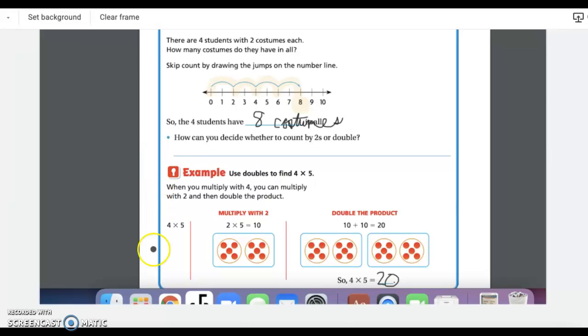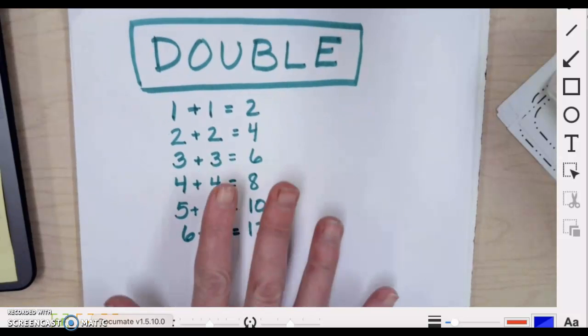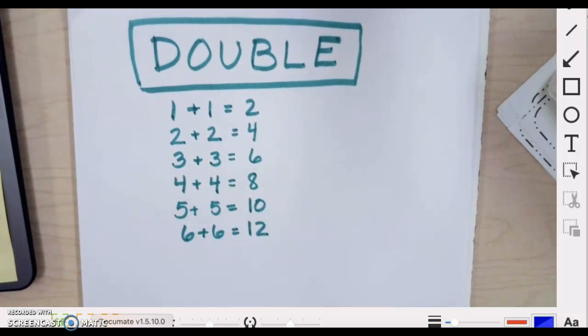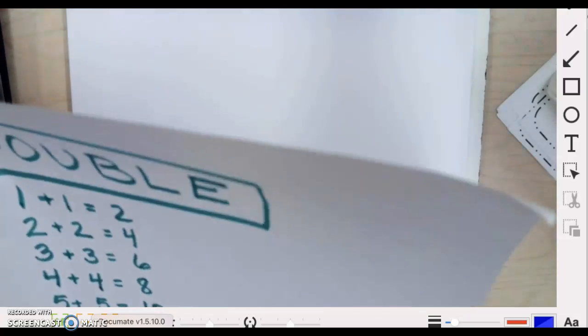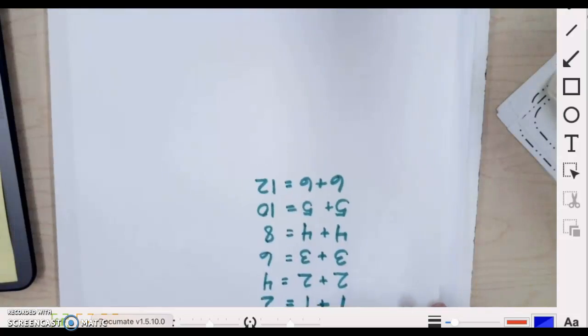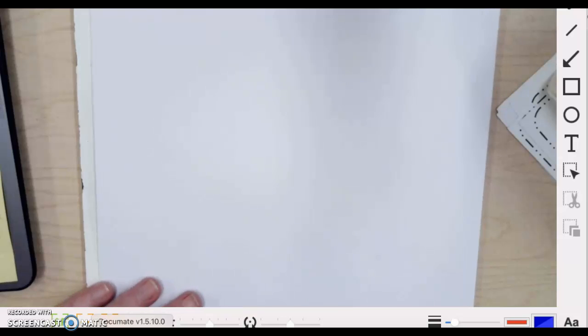Okay, so could you take your whiteboard for a second. Now remember your double facts. Okay, ready? So let's do another example of multiplying by 4. I'm going to flip this upside down, that would be confusing.